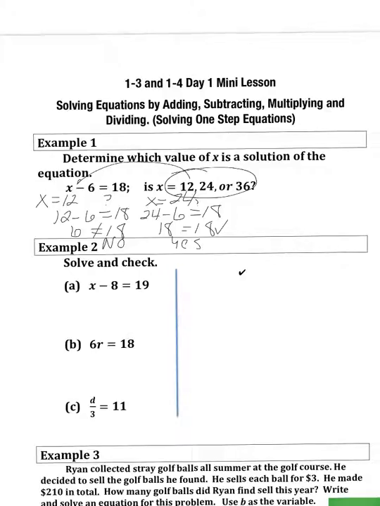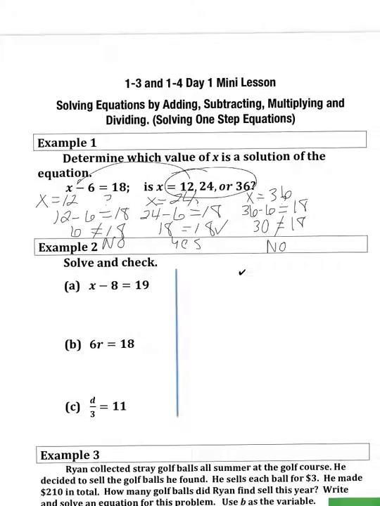Now, you probably would assume at this point that you're done, and you are correct, but it is a good idea to always try the third option just to make sure that you did not make an error in the previous attempts. So let's try when x equals 36. And if we put 36 in for x, we would have 36 minus 6 equals 18. 36 minus 6 is actually 30, and so we would say no, this is not a solution. So that was example 1.